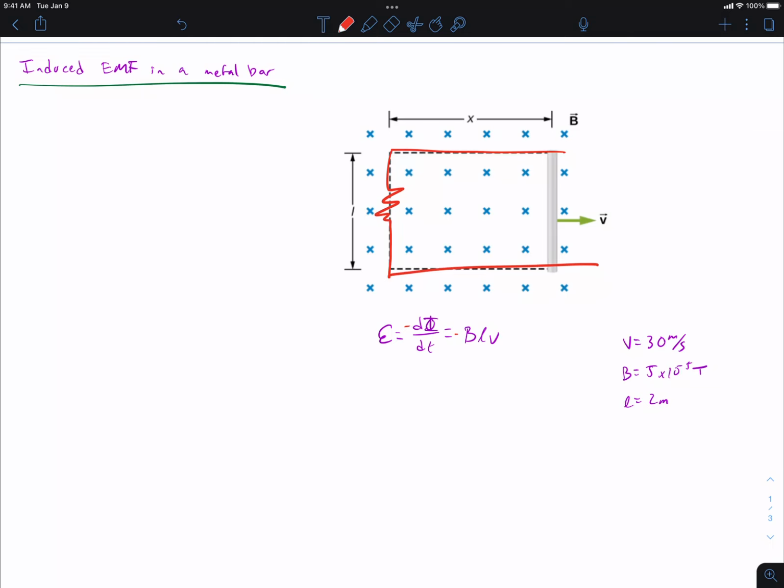Okay, so let's go ahead and try this out. Right here, the magnetic field is 5 times 10 to the minus 5 Tesla. The length of my bar is 2 meters, and the speed that I'm moving it at is 30 meters per second. Putting this into our calculator, we get about 3 times 10 to the minus 3, and this is my EMF.